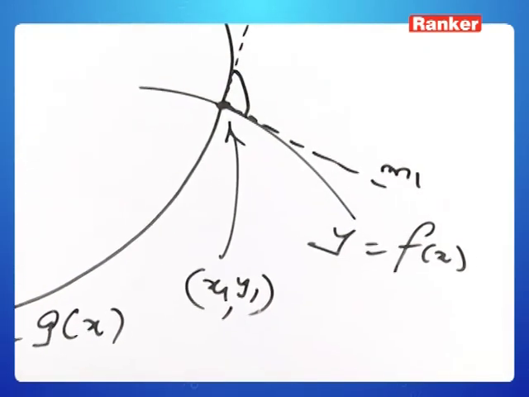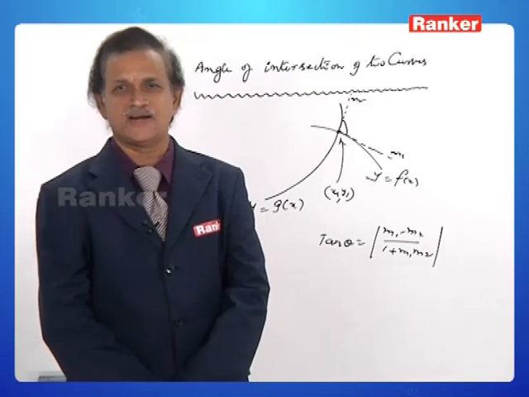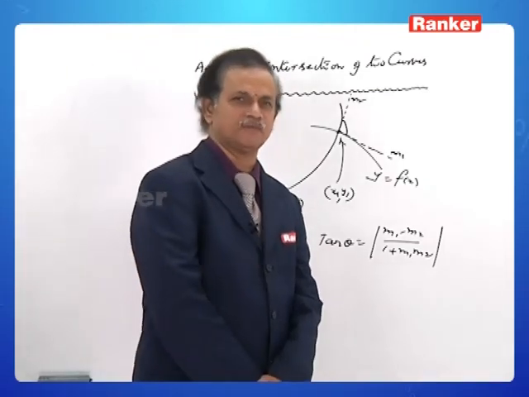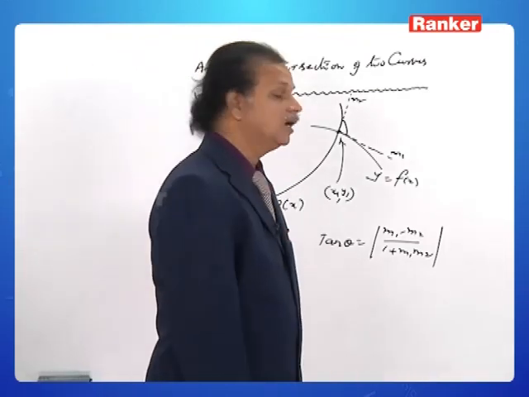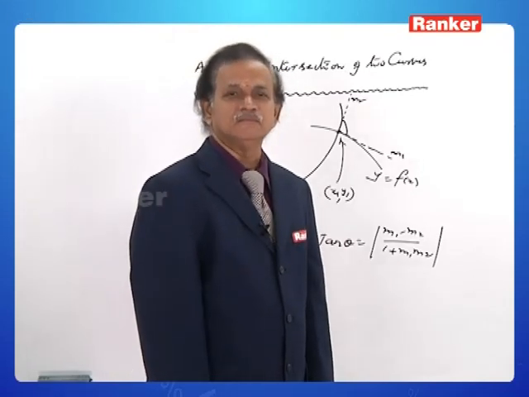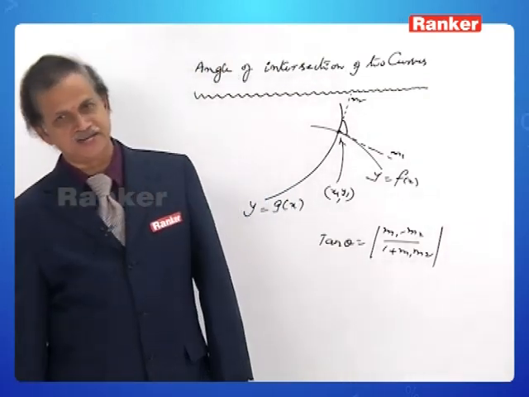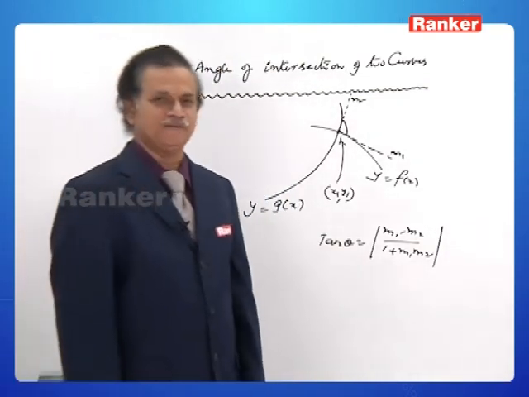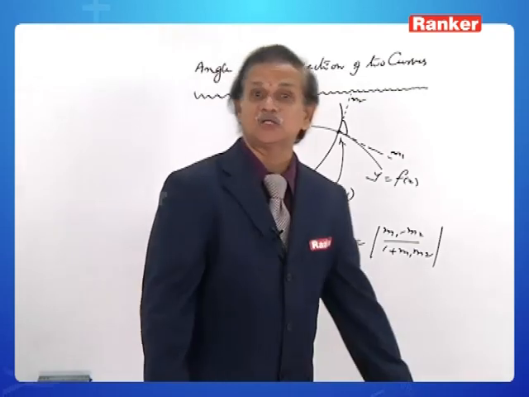The product of the slopes of the two tangents drawn at x1, y1, which is of course one of the points of intersection, must be -1. That is, m1 into m2 is -1, isn't it? That is, the angle between the tangents is 90. Then we say that the curves are orthogonal.